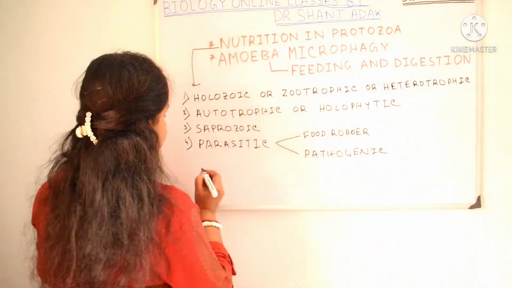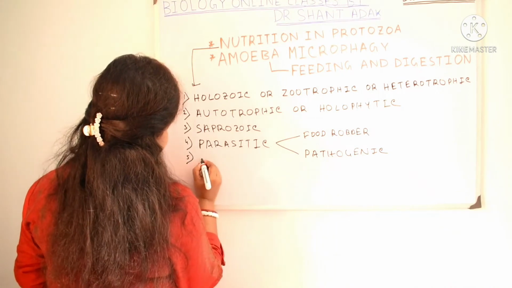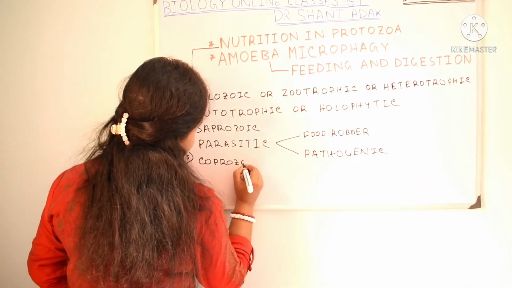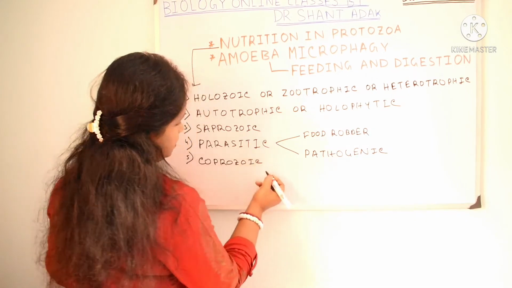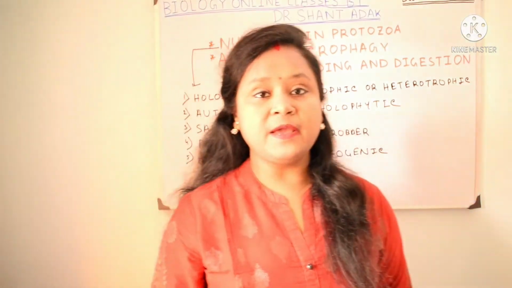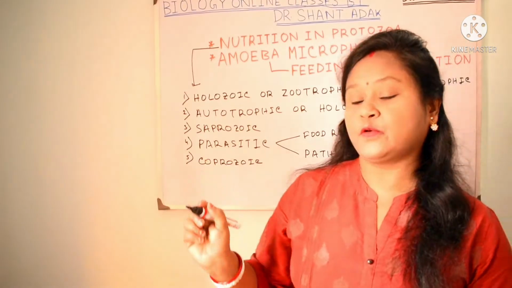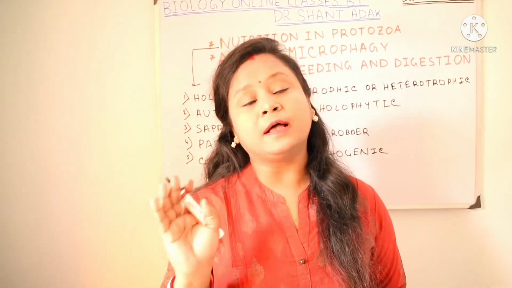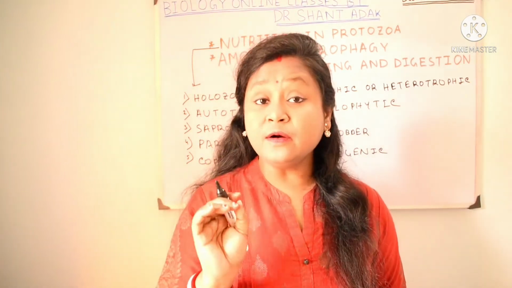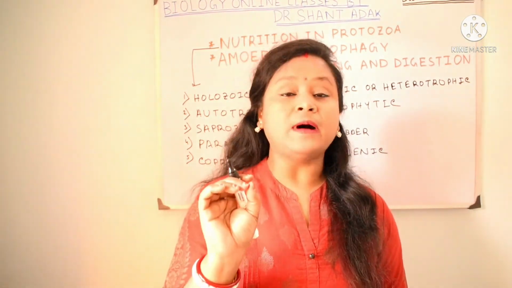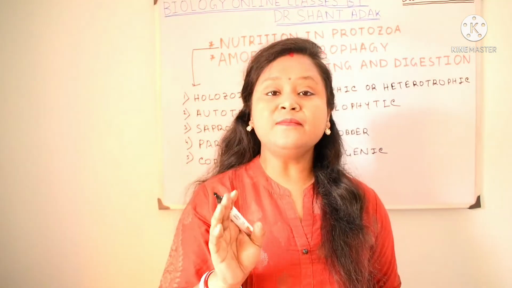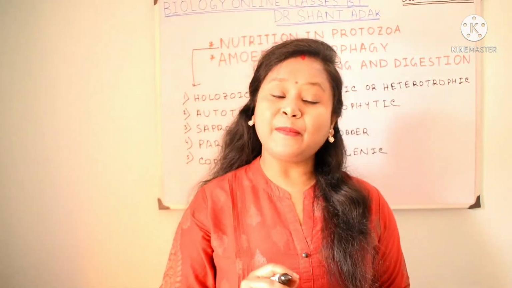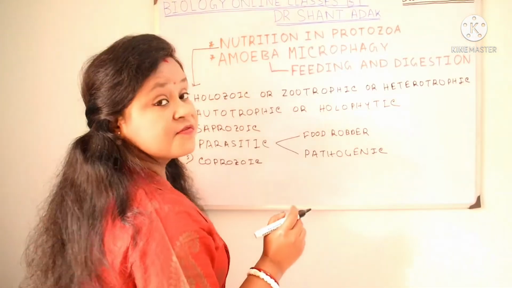Next type, coprozoic. What is the coprozoic type of nutrition? Coprozoic is feeding on the fecal matter of other organisms. Examples: Dimastigamoeba, Chilomastix, etc.